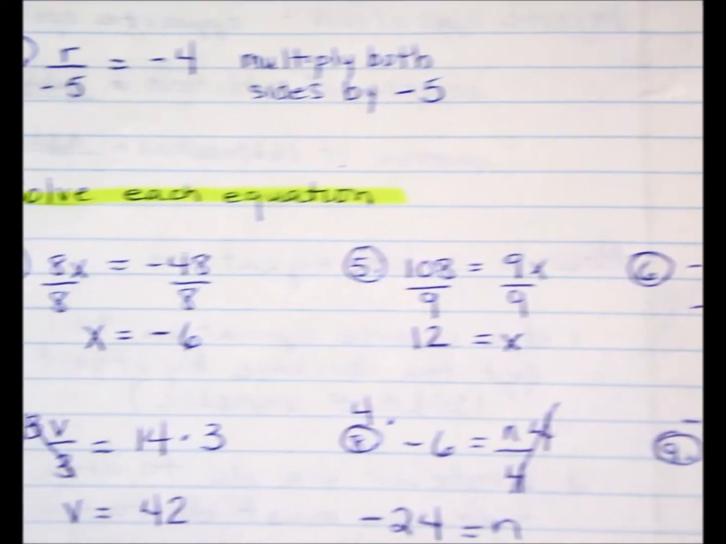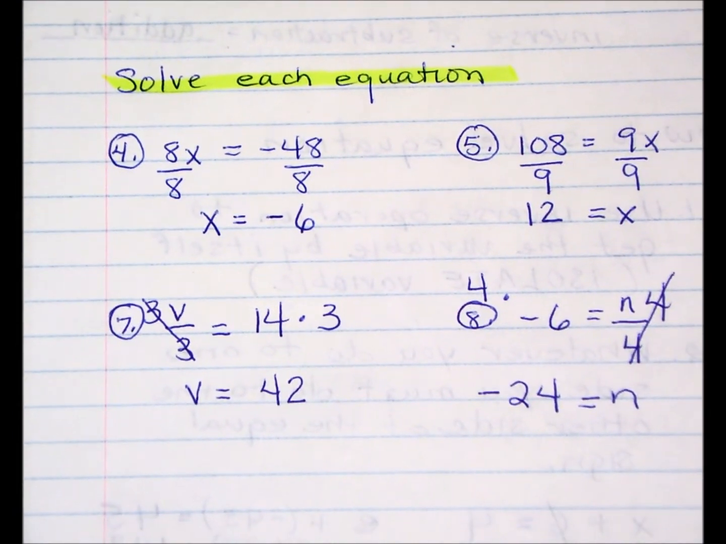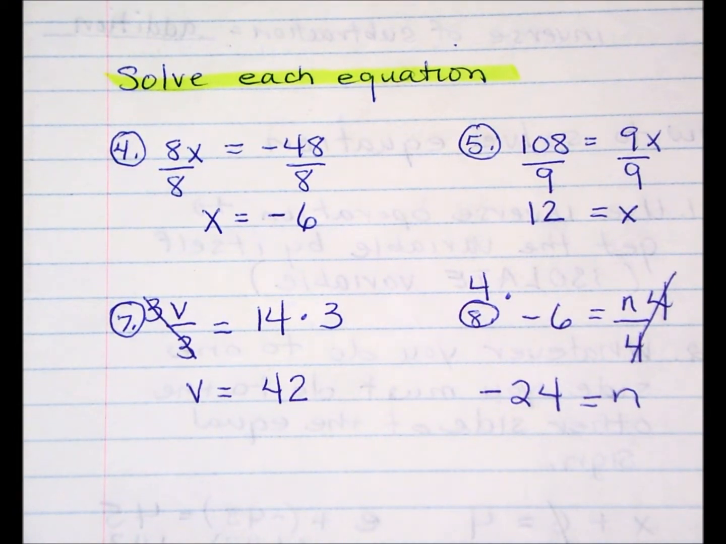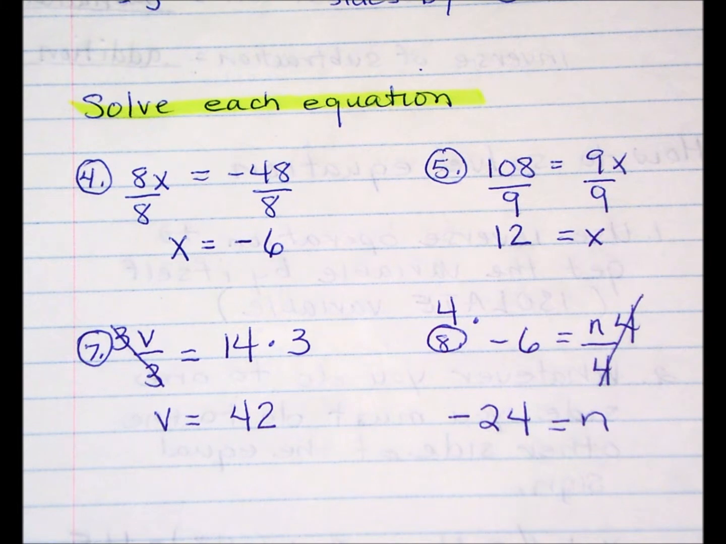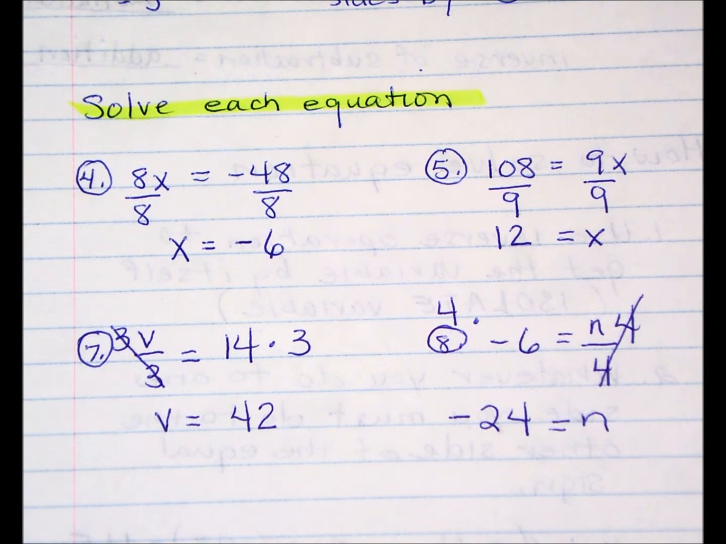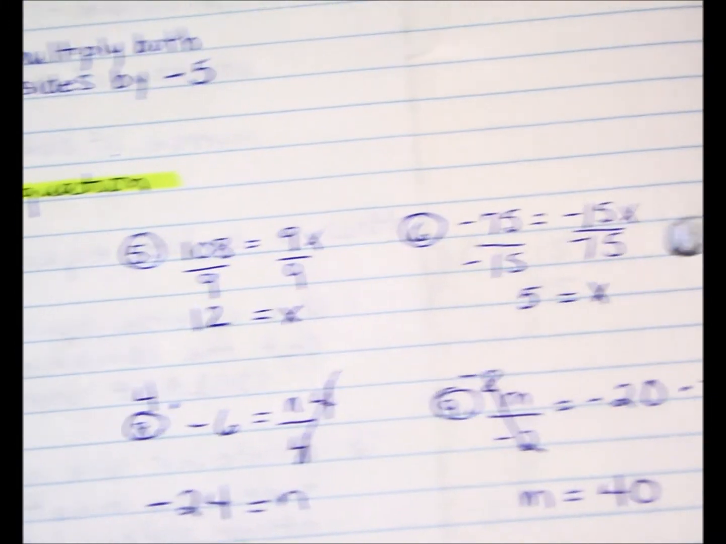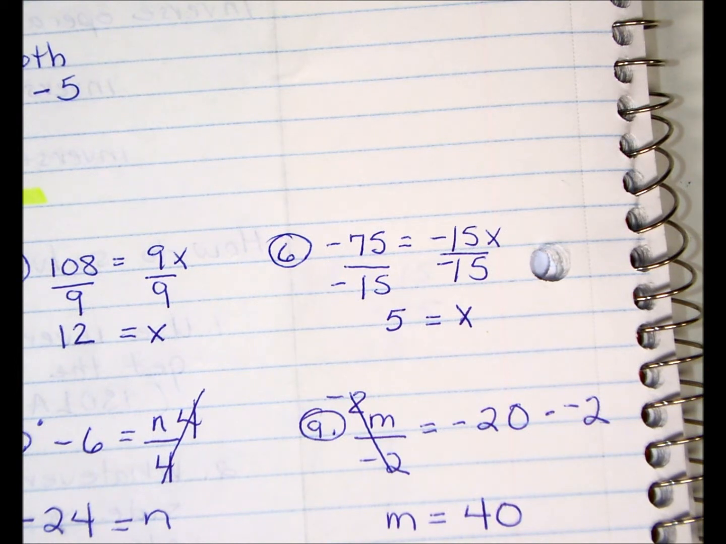Then they went to the division problems. In number 7, it was b divided by 3 is equal to 14, so you multiply both sides by 3 in order to get 42. In number 8, it was n divided by 4 is equal to negative 6, so you should have multiplied both sides by 4 to get n equaling negative 24. And last but not least, m divided by negative 2 equaled negative 20, so you should have multiplied both sides times negative 2 to get m is equal to 40.